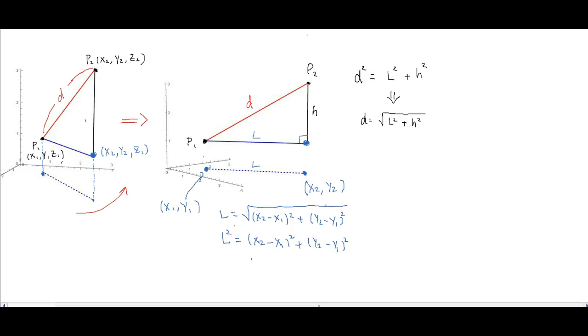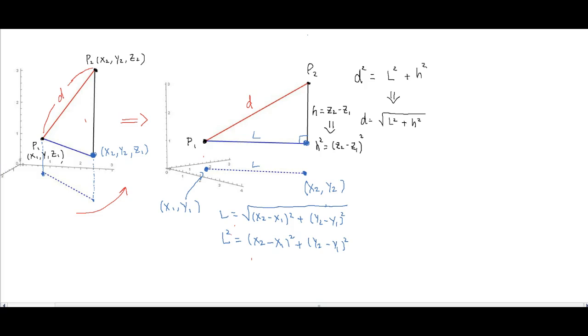Now let's just do the value h. Now this is going to be pretty simple, isn't it? Because h is going to be the difference in height of P2 and P1. So I hope that you agree with me that h is going to be simply the difference between z2 and z1. So squaring this h, you're going to get the expression (z2 minus z1) squared.